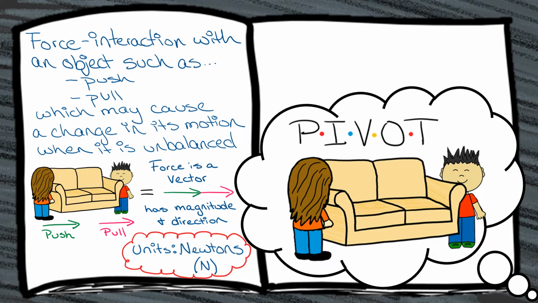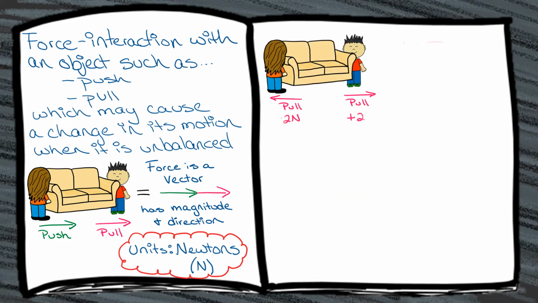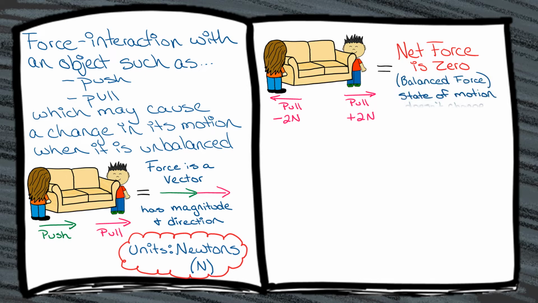Okay, Alex, enough with the couch. Instead, let's try to understand what balanced and unbalanced forces are. That's one way to look at it, Alex. Balanced forces are those whose net force equals zero. So, yes, they basically cancel each other out. Yes, Alex, that's right. If you and your friend were both pulling on the couch with the same amount of force, but in opposite directions, then the net force applied on this object would be zero, meaning the forces would be balanced. Thus, the object's state of motion would not change. In other words, it would stay as is.